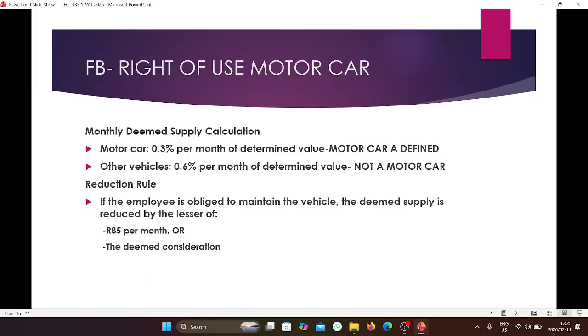And then the fringe benefit relating to a right of use motor car. Remember, we spoke about the right of use motor car. This one is definitely going to be asked. Might not be the test one, but they definitely want to ask us, right? Right of use motor car. So what is a right of use motor car?